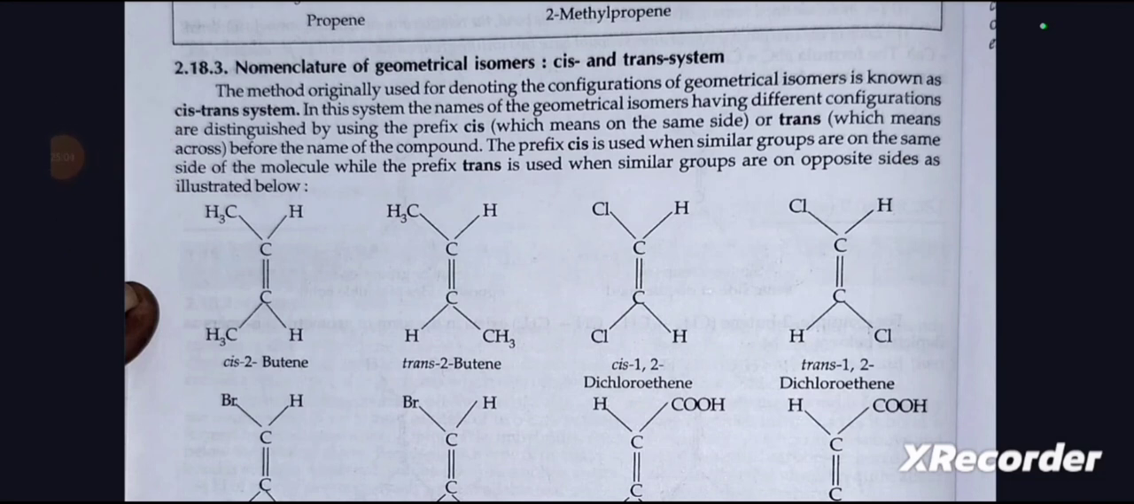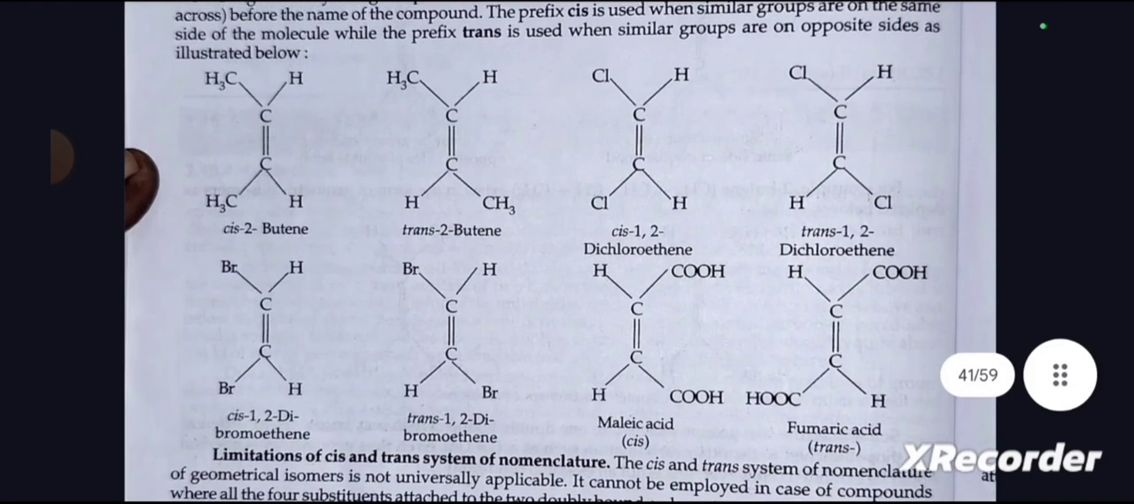2.18.3 Nomenclature of geometrical isomers: cis and trans system. The method originally used for denoting the configuration of geometrical isomers is known as the cis-trans system. In this system, the names of the geometrical isomers having different configurations are distinguished by using the prefix cis, which means on the same side, or trans, which means across, before the name of the compound. The prefix cis is used when similar groups are on the same side of the molecule, while the prefix trans is used when similar groups are on opposite sides, as illustrated below.